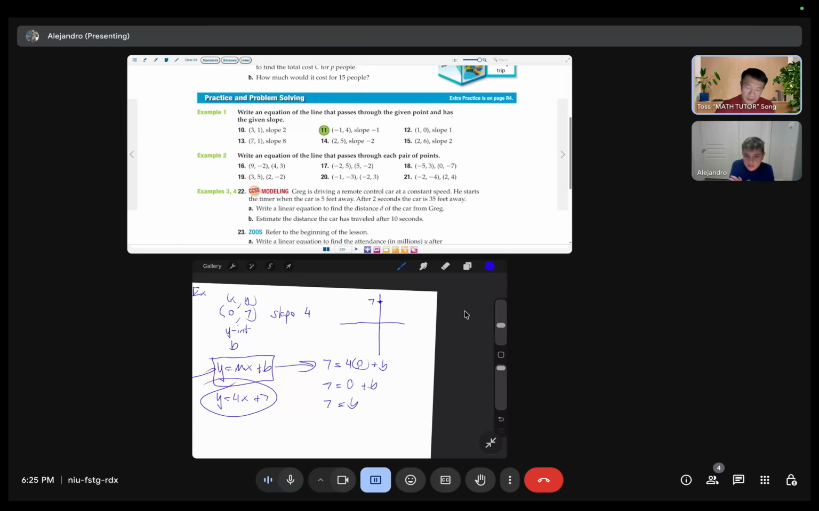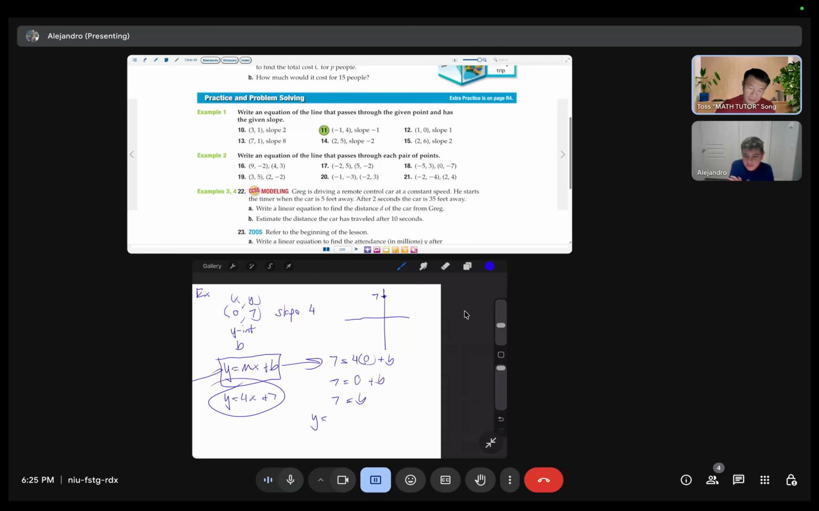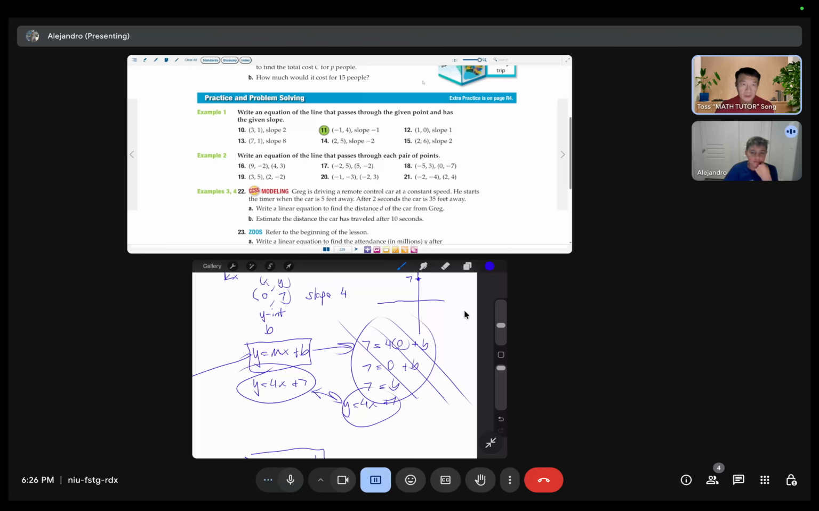Then you go back and back substitute, leave your x and the y alone, but the m is going to be 4, so y = 4x + 7. Look at that. All this work you don't have to do, if and only if you're given the y-intercept as a point. See that? Same answer.